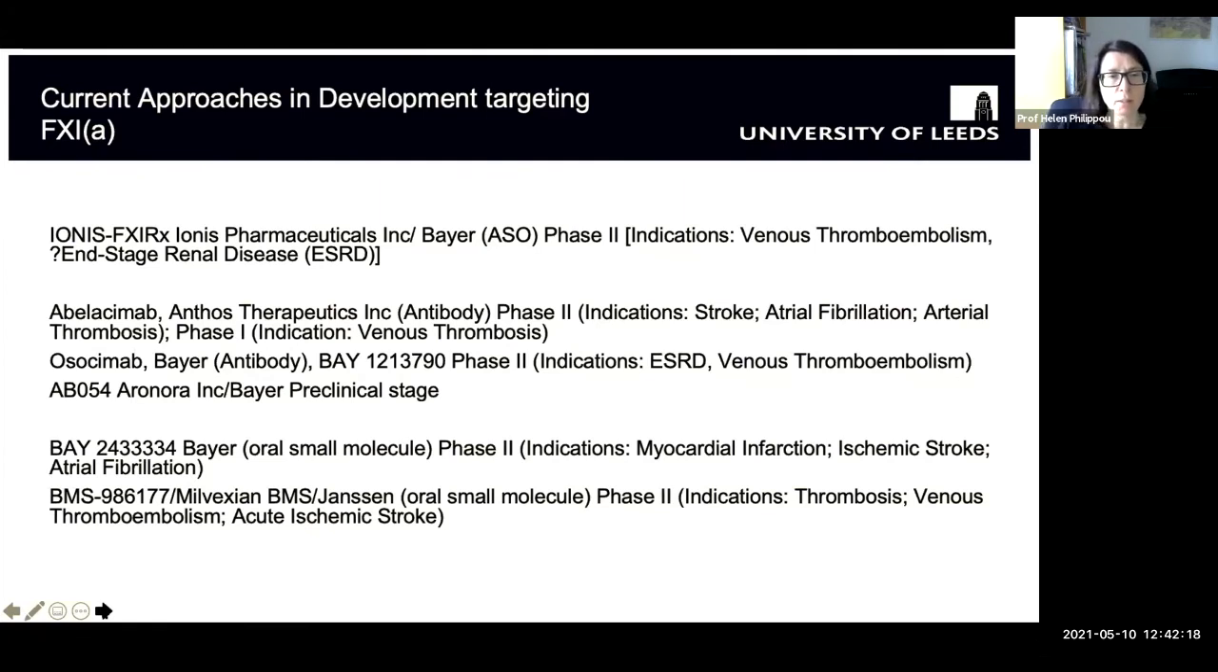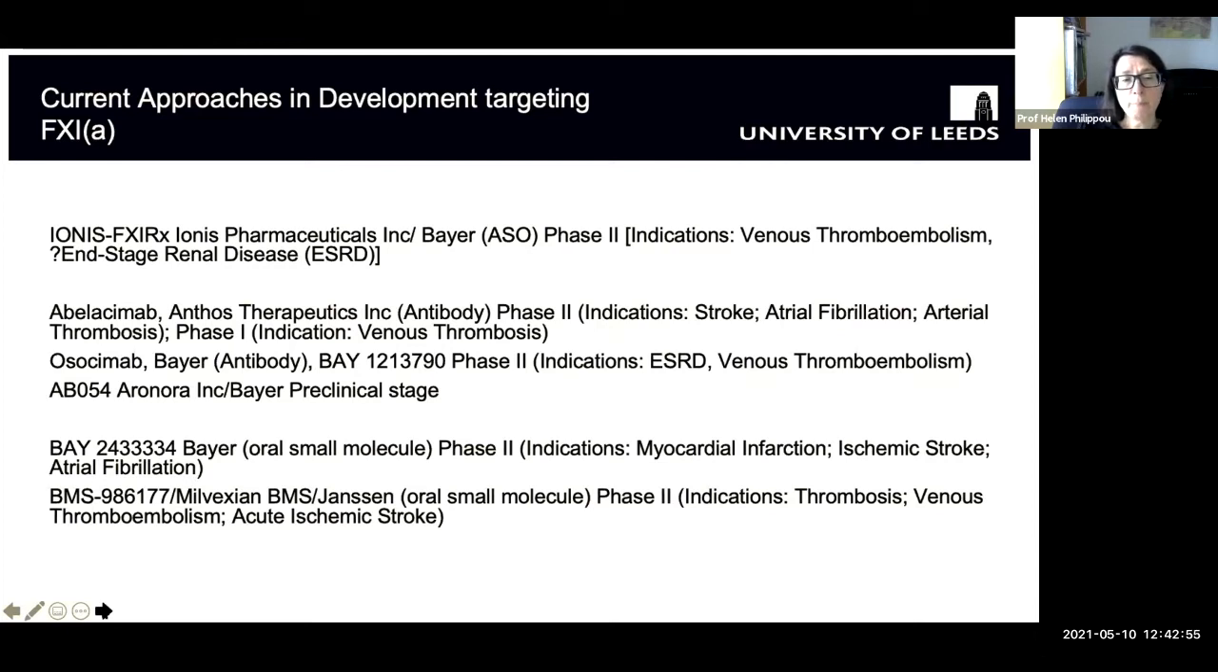And then there are 2 other antibody approaches being developed, one by Anthos Therapeutics in phase 2 for the prevention of stroke and for arterial thrombosis, and also for prevention of venous thrombosis. And then there's Bayer, who are developing an antibody, and these indications are end-stage renal disease and venous thromboembolism. And sorry, there's a third one as well, Aronora, that's in preclinical development targeting factor 11.